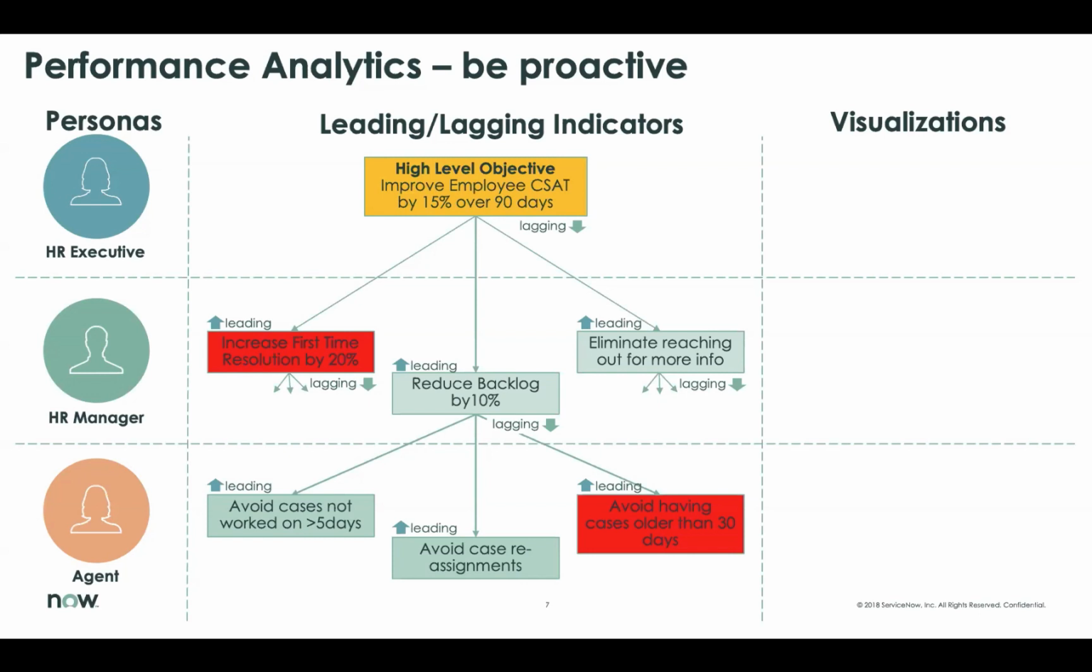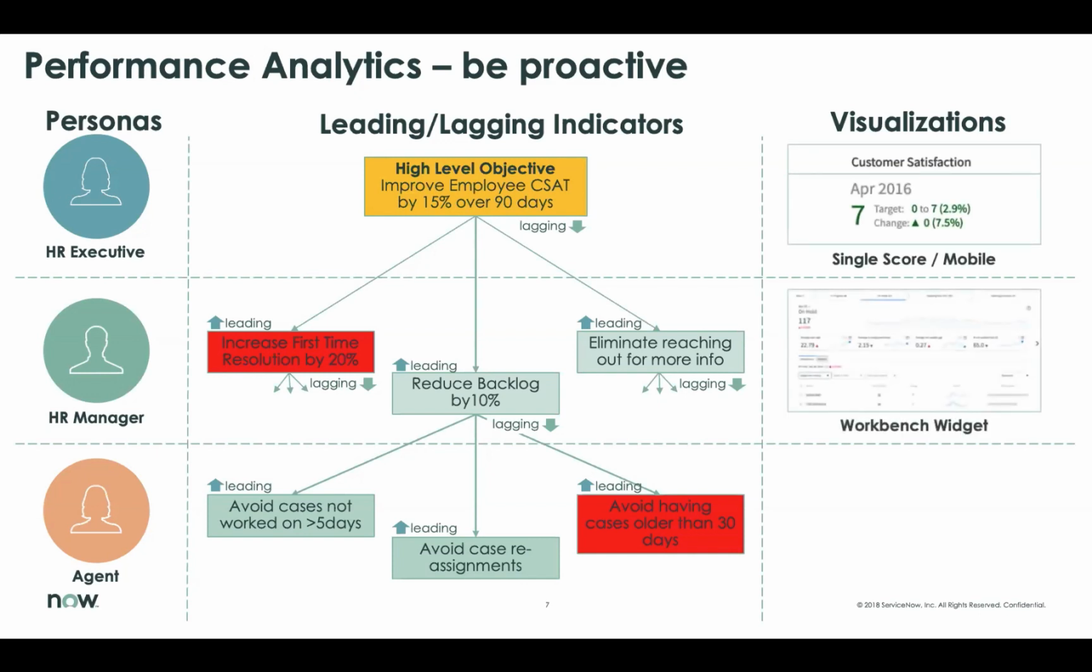We place those key performance indicators at the level where the persona can actually take an action, where they have the responsibility. In this case, the HR manager has control on first time resolution percentages or reducing backlog. And at the agent level, they've got control over their individual cases, for example, avoiding cases that are sitting in your queue for over 30 days or cases not worked on for greater than 5 days. These are leading indicators because if we can keep those green, our top lagging indicator, the executive business metric of improving employee CSAT, stays in the green.